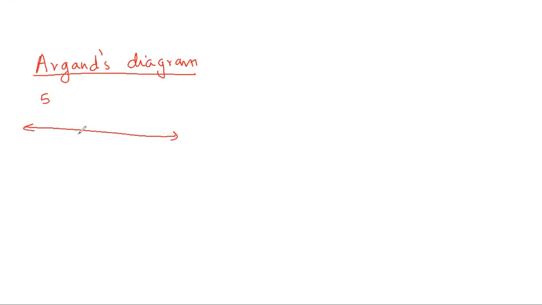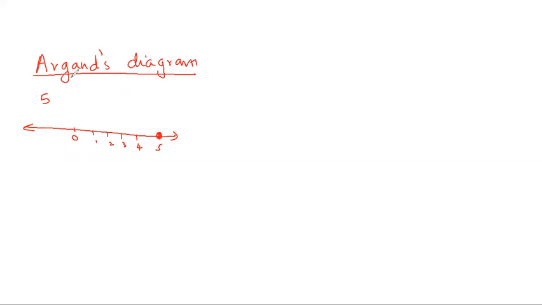Okay. Now what I'm going to teach you is the Argand diagram. You know that if I ask you to show the number 5, you will immediately draw a number line. Mark 0, 1, 2, 3, 4, 5. You will show me, sir, this is 5. But how will I show a complex number? I want to visualize a complex number.